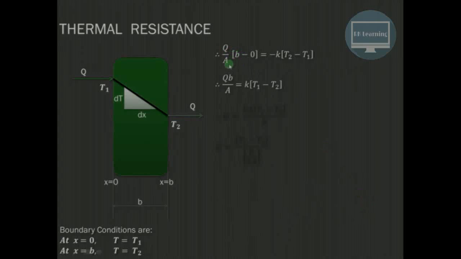So you get q into B upon A is equal to minus k into T2 minus T1. Take this minus sign inside, so this is k into T1 minus T2. So we can rearrange this equation in this particular form: q is equal to T1 minus T2 divided by B upon kA.